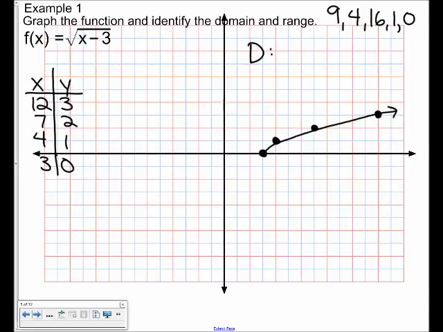It's been a long time since we've done this, since like September. All right, I know. September. It's been a long time.